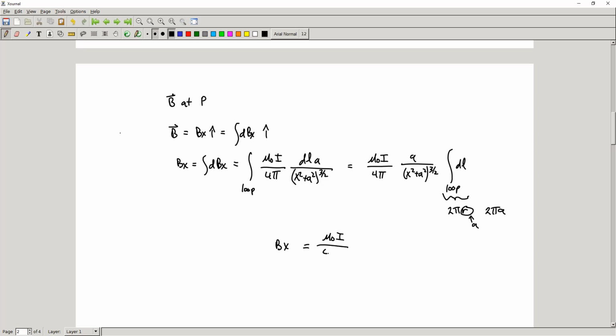mu naught I over 4 pi, a over (x squared plus a squared) to the 3 over 2, but now times 2 pi a. These a's are going to give us an a squared. These pi's are going to cancel. This 2 will cancel a 2 from here, and so we end up getting Bx equal to mu naught I a squared over 2 (x squared plus a squared) to the 3 over 2. That is our Bx.